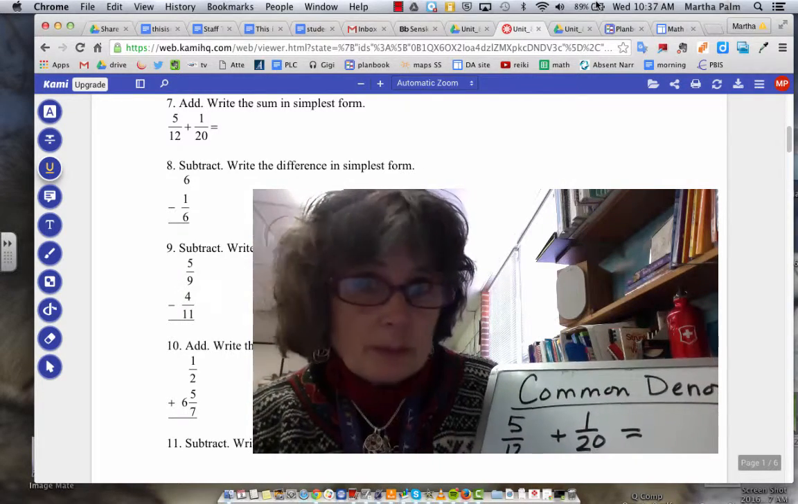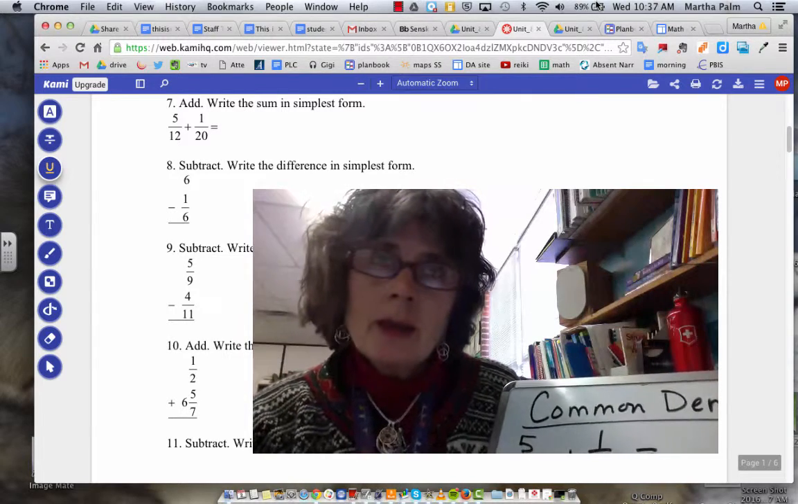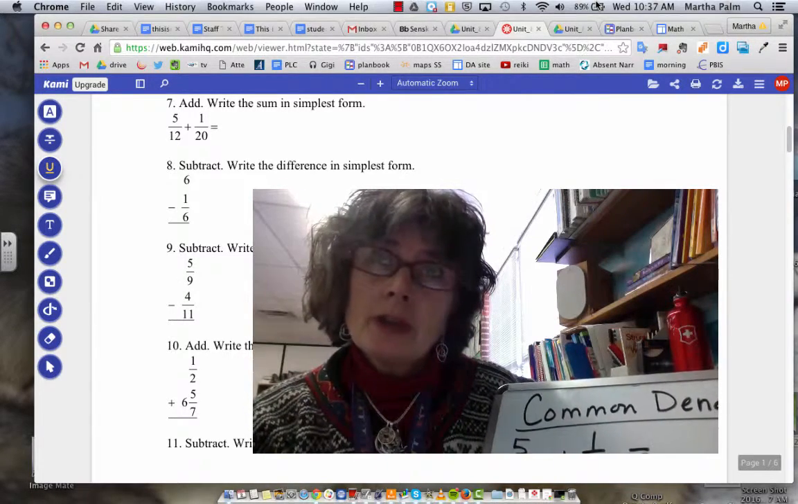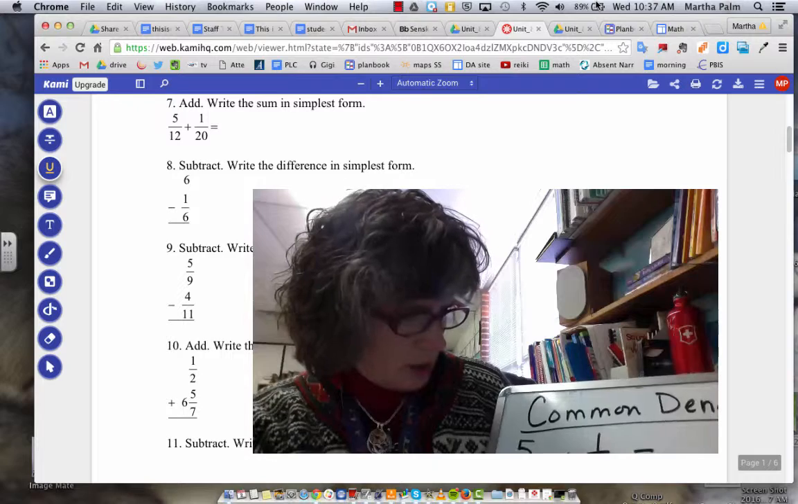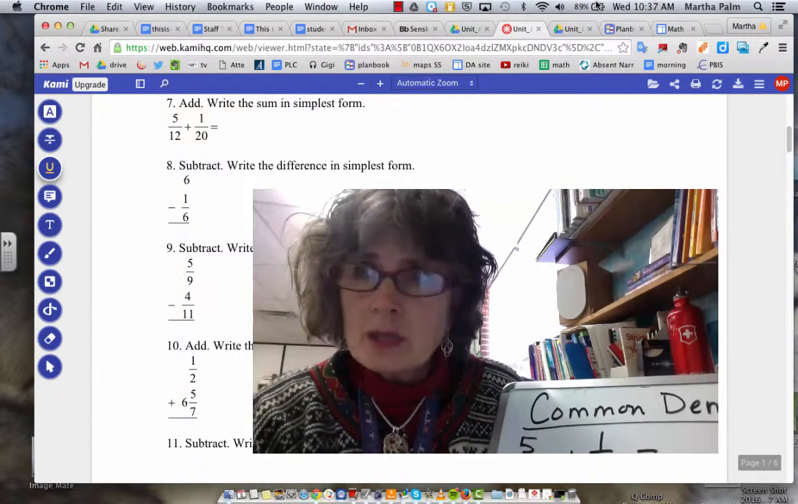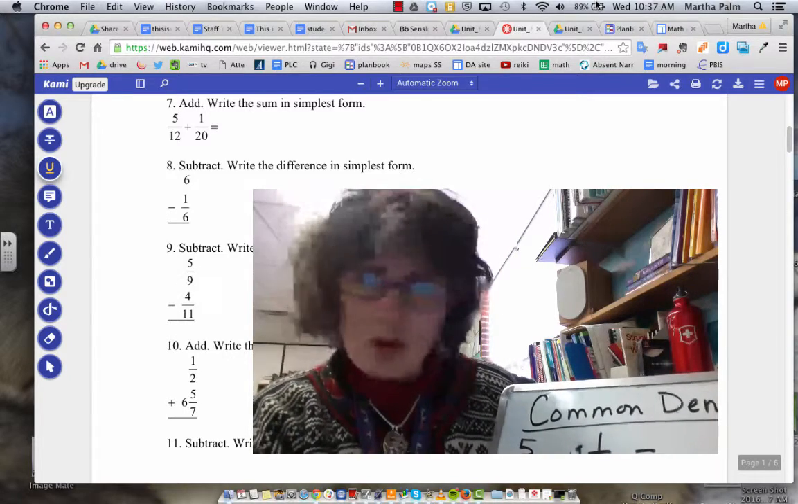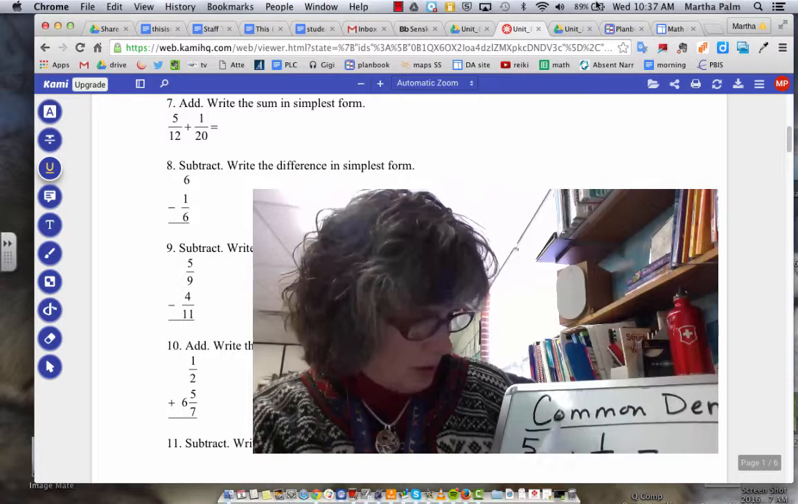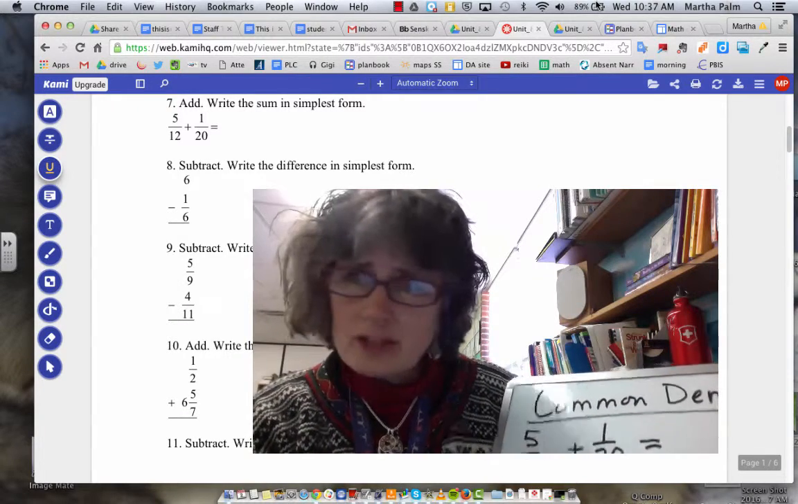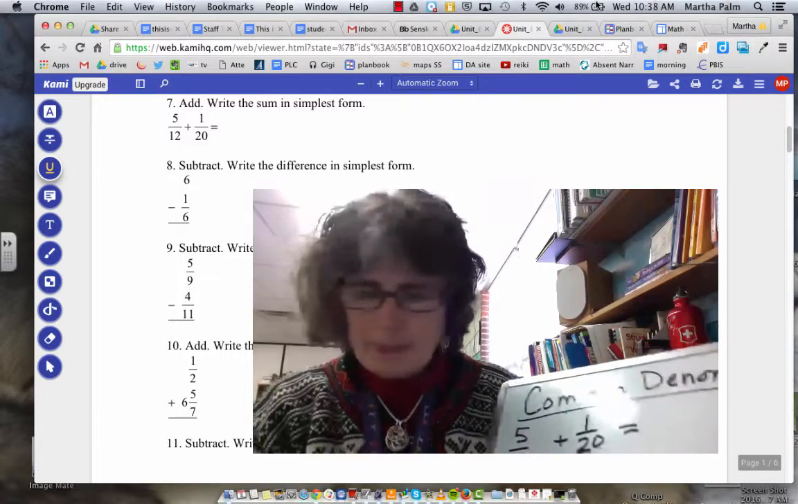The problem that brings up the question is 5/12 plus 1/20. Now, as you're thinking about it, these two denominators are obviously different, which means that the sizes of the pieces are different. And so it's not equal. You can't just have 1/20 and 5/12. It's just not going to work out. So these two need to be the same.